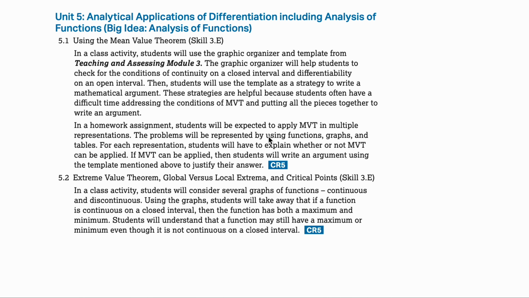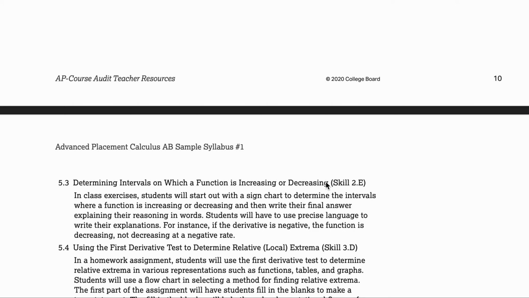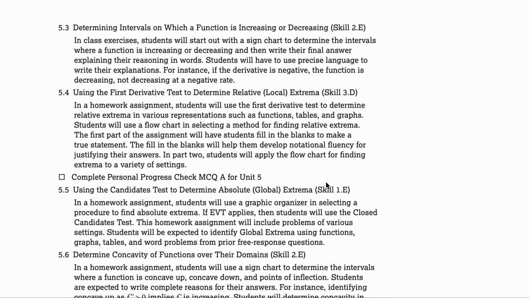And then finally, unit 5, this is where we introduce new ideas such as the MVT, mean value theorem, extreme value theorem. We learn about extrema, and if you think of the word extreme, right, it's the maximum or minimum point. You also learn critical points, okay, and then you also learn where the function is increasing or decreasing.